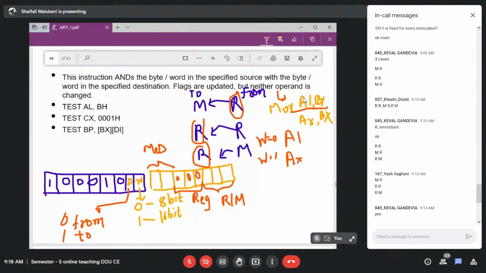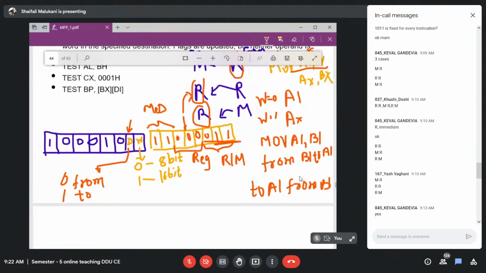How was from BL specified? Here only. Can this combination be used to specify that from BL to AL? Are these two instructions different? That means I will specify AL here, and these two combination will be used to specify BL. They are the same, right? They are same instructions. Are these two instructions different?